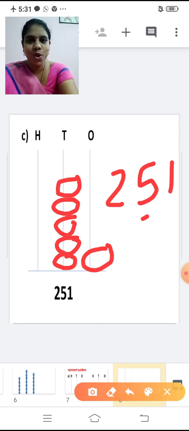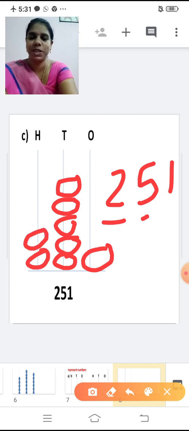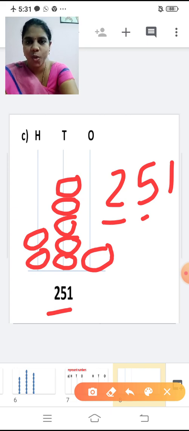So now move on to the hundreds place. What number is there in the hundreds place? 2. So we are going to draw 2 beads. 1, 2. 2 in the hundreds place. The number formed is 251. So first we are going to draw in the ones place. We have 1 in the ones place, so you have to draw 1 bead in the ones place.